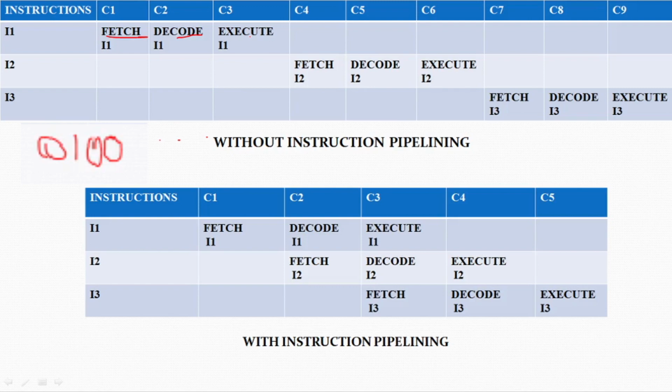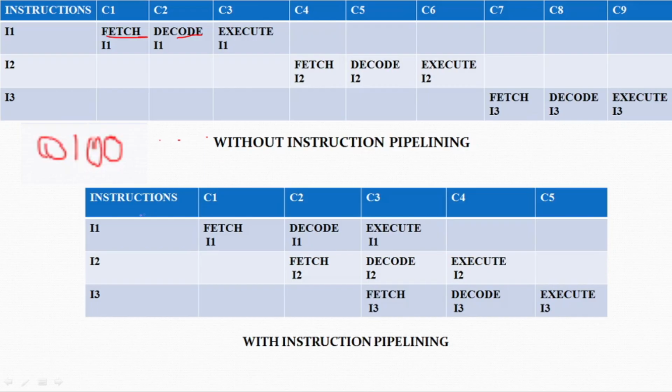The next instruction after that is fetched, that is, again searched from the memory, then decoded, then executed. The same thing happens for the third instruction. So this is the case without instruction pipelining.